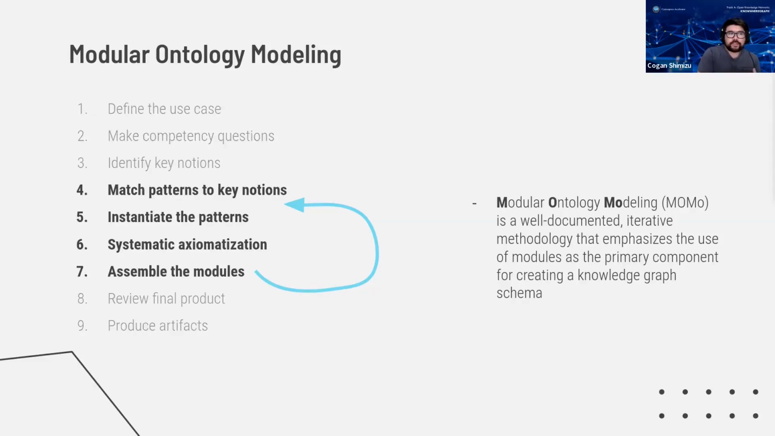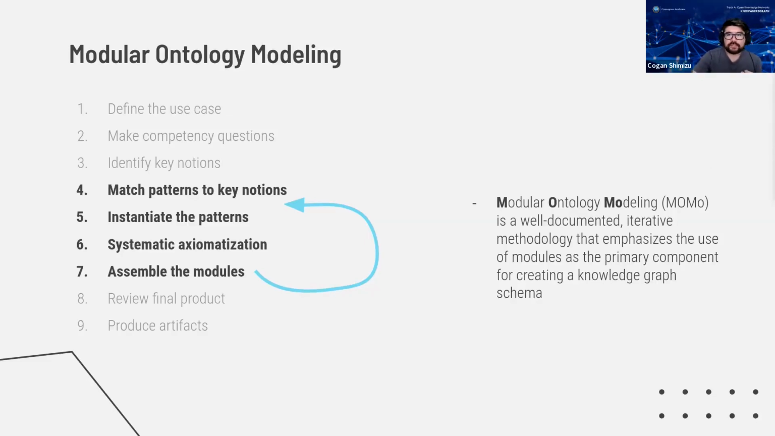So modular ontology modeling is a pattern-based method, meaning that we attempt to reuse as much as possible these tiny self-contained models called ontology design patterns. These are abstract, domain invariant, best practice encapsulating ontologies, but they're tiny. They focus on a very specific thing that occurs over multiple domains. That's what I mean by domain invariant. And because of that, we need to adapt them to the use case at hand.